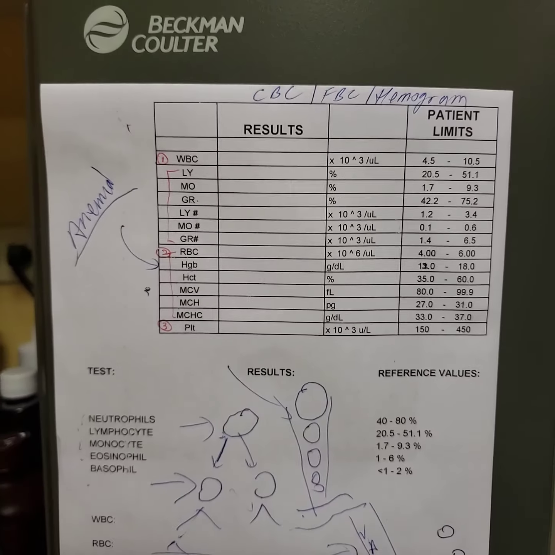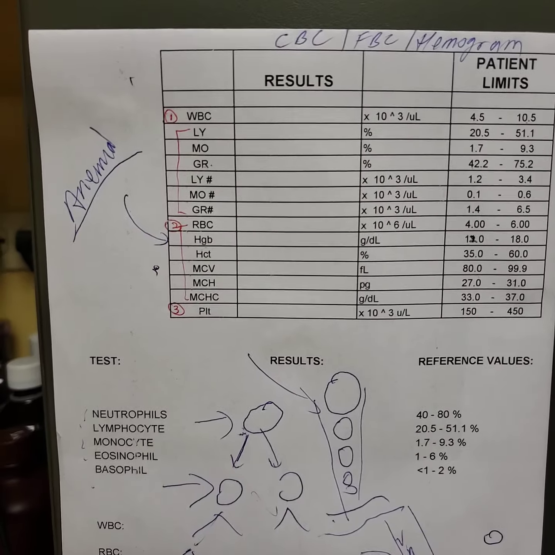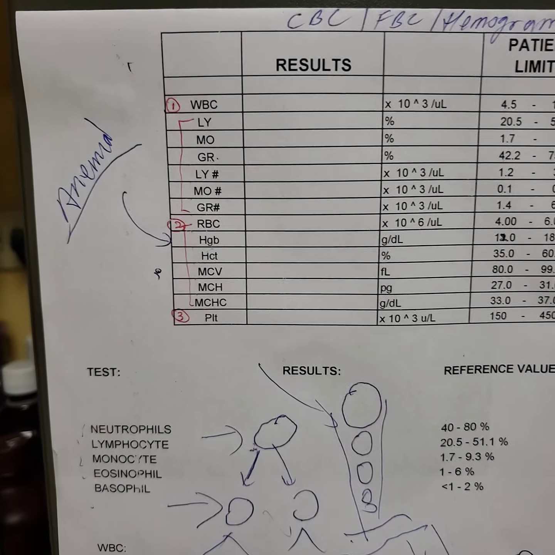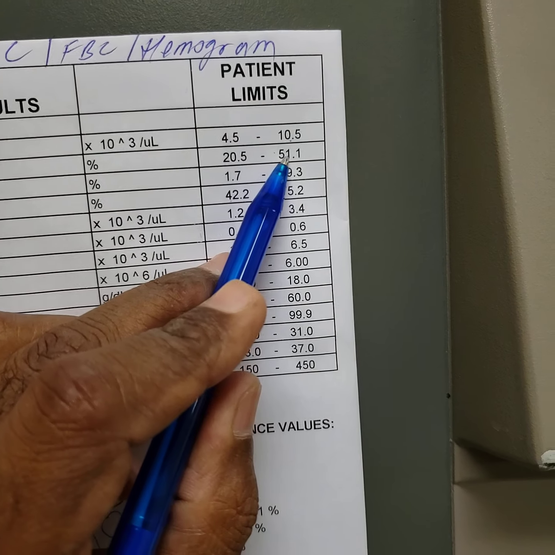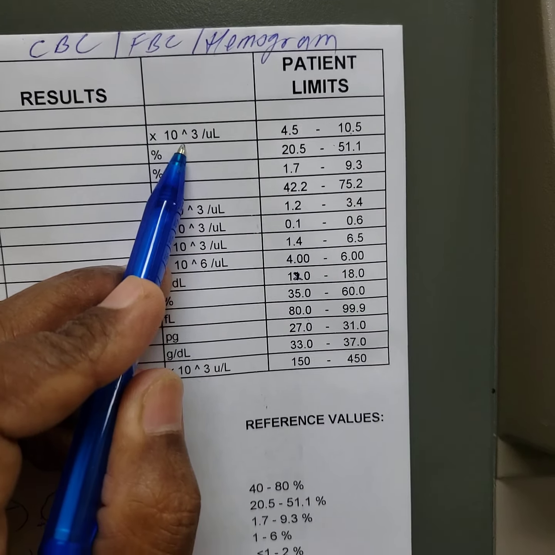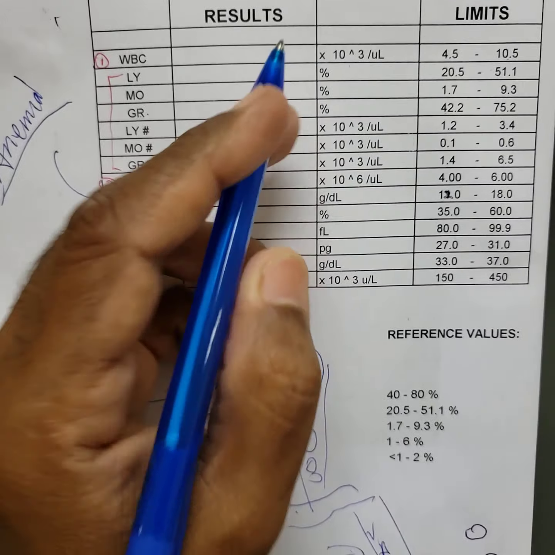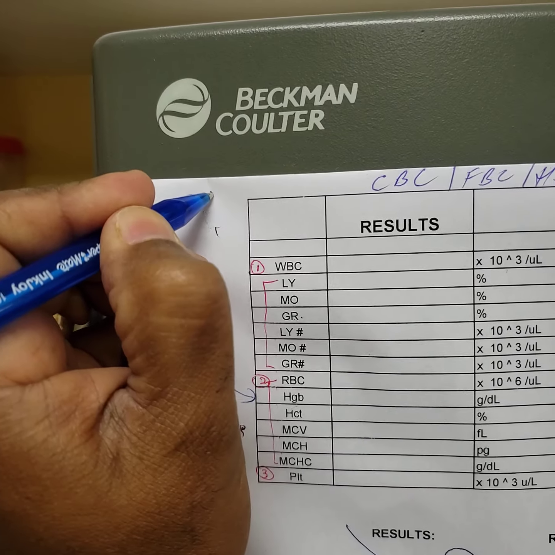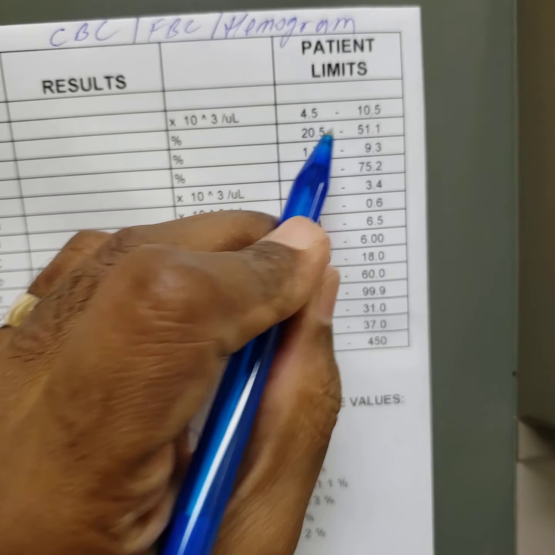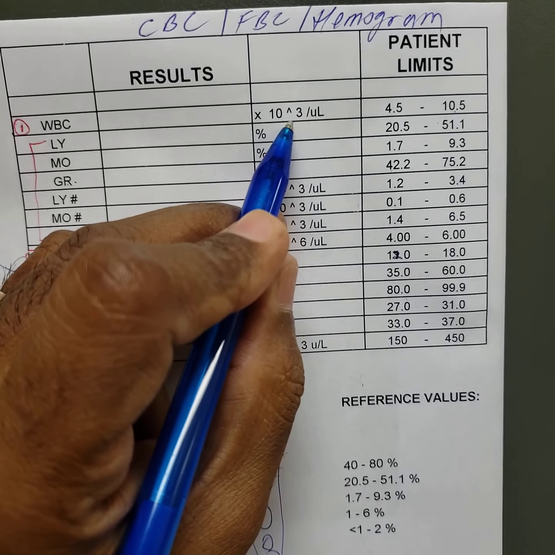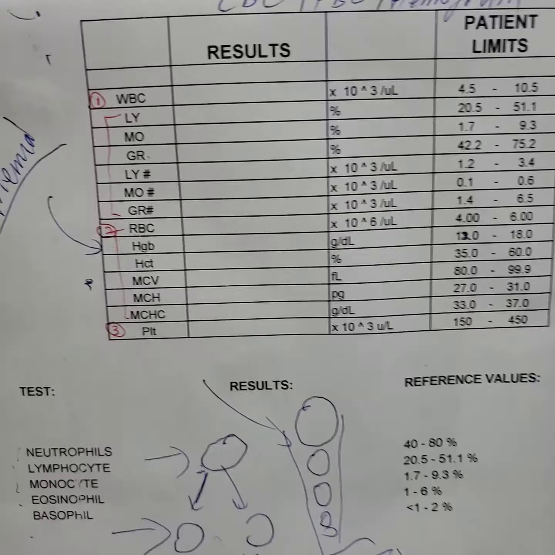When a doctor asks for a CBC, one thing he or she initially wants to know is your white count. Your white count has a normal range of 4.5 to 10.5 thousand cells per microliter. That means in that amount of blood, you're supposed to have around 4.5 to 10.5 thousand, 10 to the power of 3, cells per microliter.